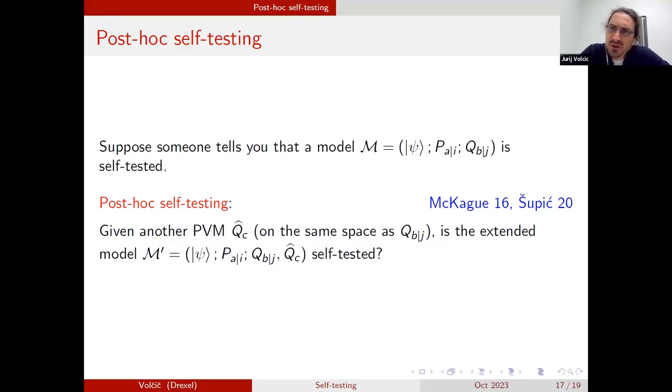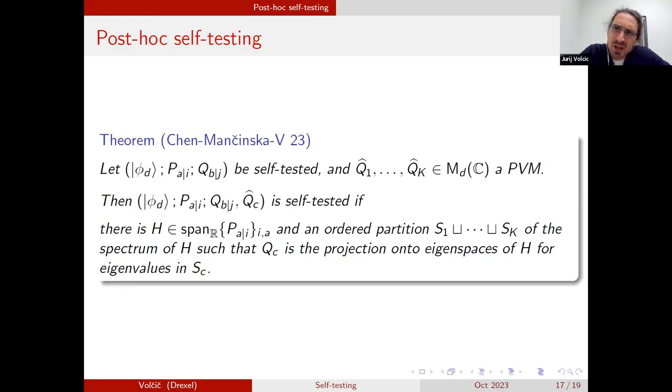We're going to use that. So with Chen and Laura, we got this sufficient criterion. It tells you when you can add something. It's a bit of a mouthful, but it's essentially linear algebra. What does it say? Let's say that I have a self-tested model and I have some other PVM that I wonder, can I add it on one side and the whole thing stays self-tested? And the theorem says yes, if the following is true.